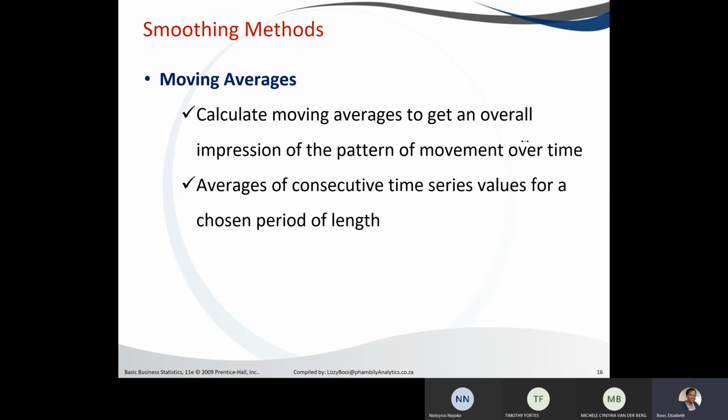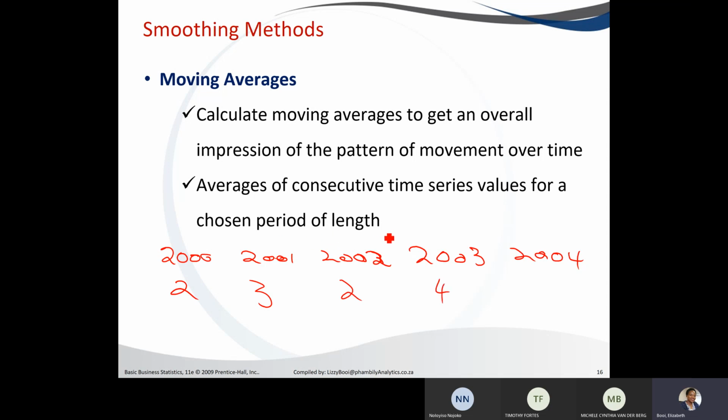I guess you are not seeing what I'm writing. So let me change the color of the pen to red. So if we have 2000, 2001, 2002, 2003, and 2004, let's say we have 2 there, 3 there, 2 there, 4 there, and 3 there.